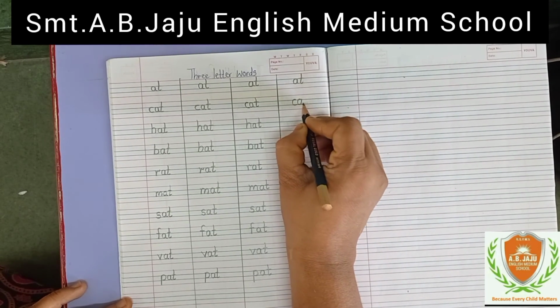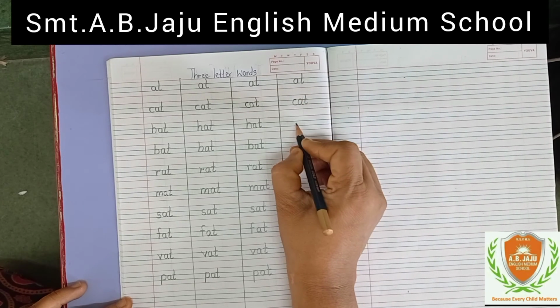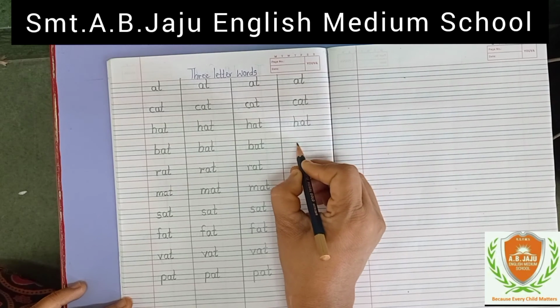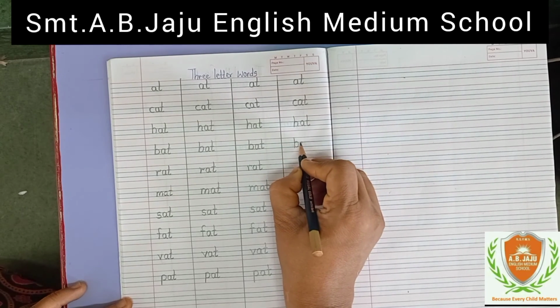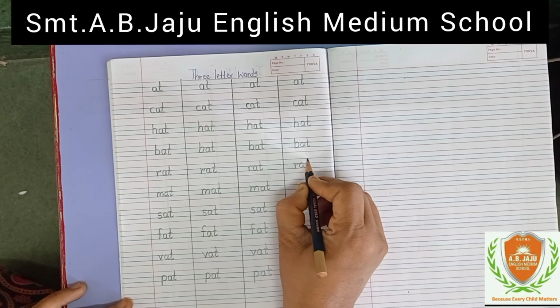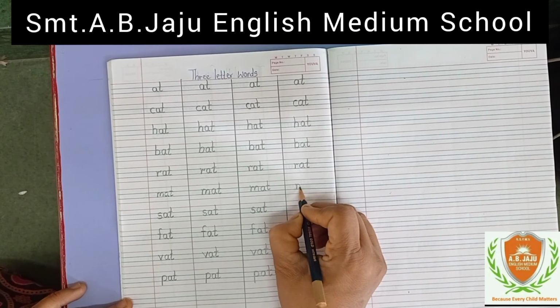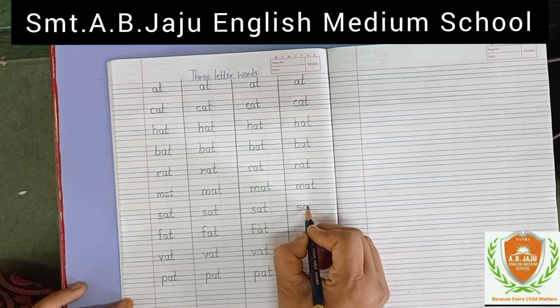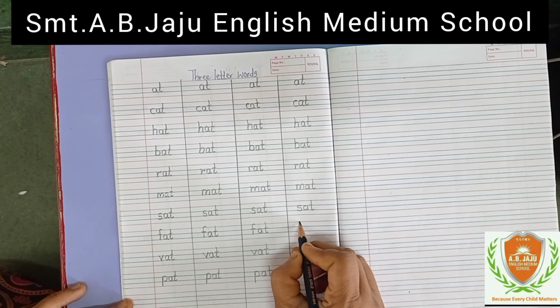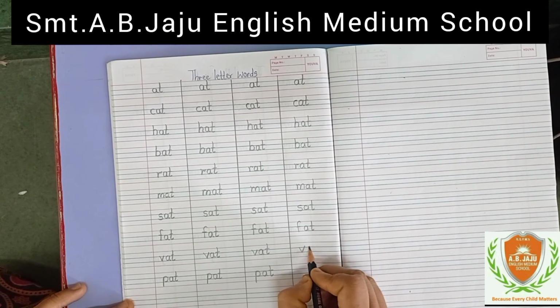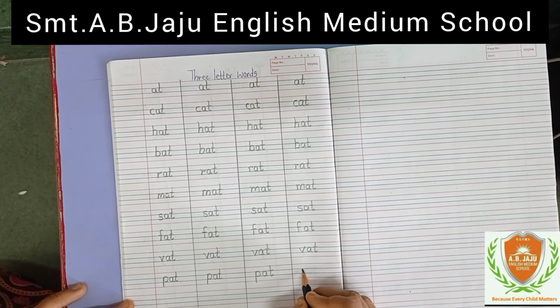Cat, C A T, cat. H A T, hat. B A T, bat. R A T, rat. M A T, mat. S A T, sat. F A T, fat. V A T, vat. P A T, pat.